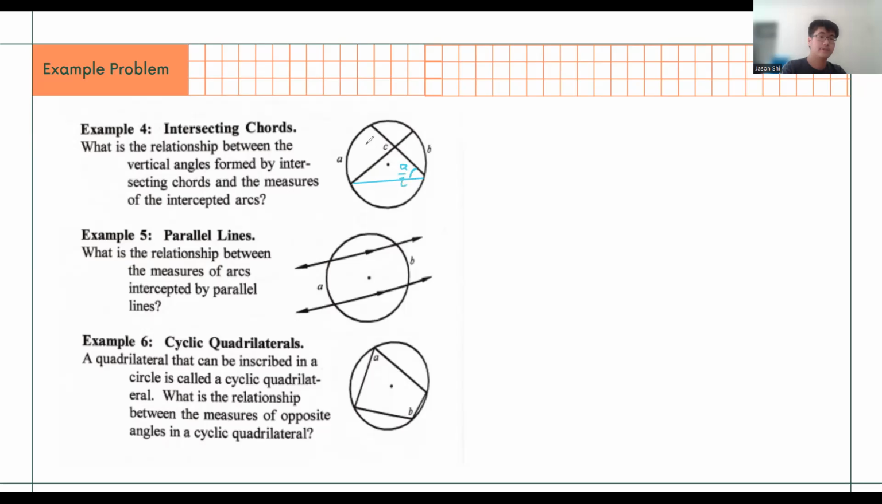It's A over 2 because this angle faces this arc over here. And then how about this angle? B over 2. Yeah, correct. This is B over 2, right? Because it faces this arc. And can anyone tell me which equation we're going to use to relate them? B over 2 plus A over 2 equals C. Yes, correct. Good job.